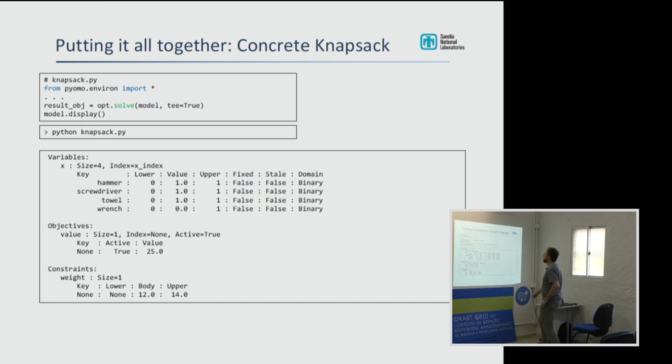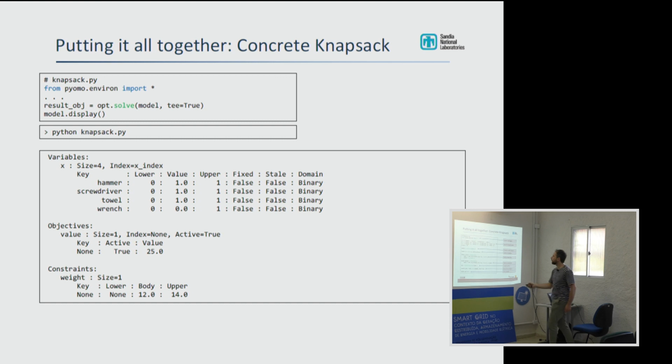The answer is these values here. So we pick up the hammer, screwdriver, and the towel. And the wrench, which has a low benefit and a high weight, we didn't take it, okay? And the final value of the objective is 25. This 25 is the benefits. Yes, this is the benefits. This is the objective, which we call value.